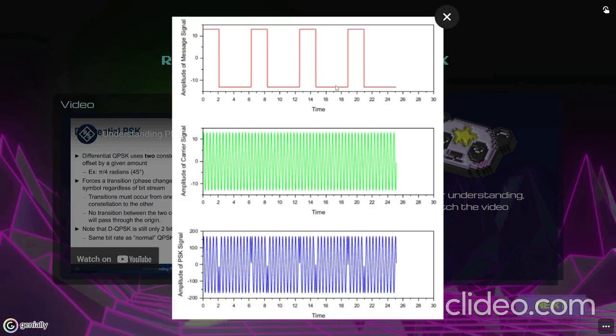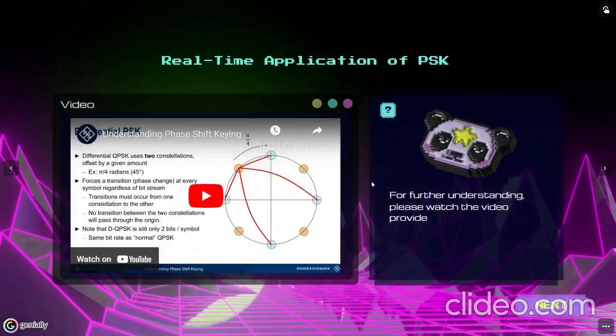The red one is the basic signal, and we can see the value of the amplitude. And the green one is the carrier signal, and the blue one is the output of the PSK signal. So let's see the video for real-time application of PSK.